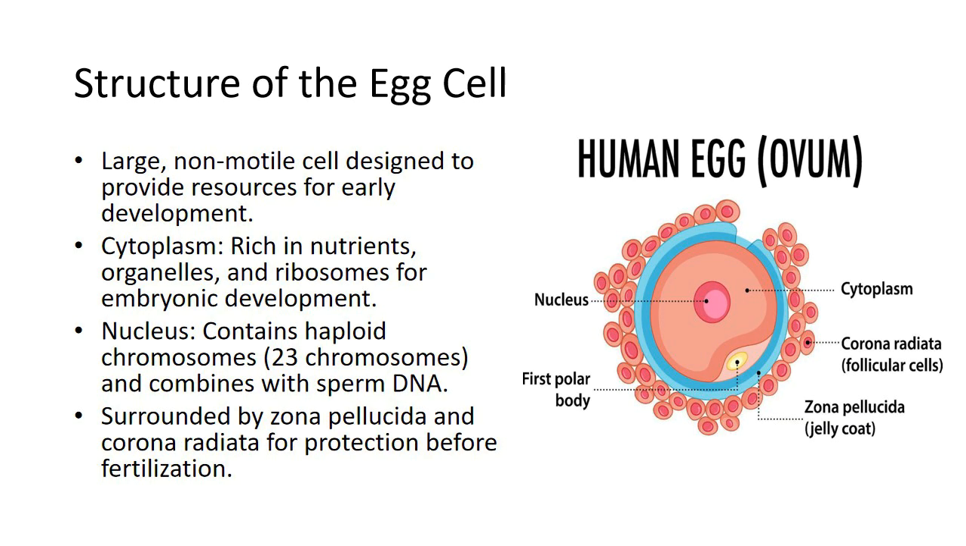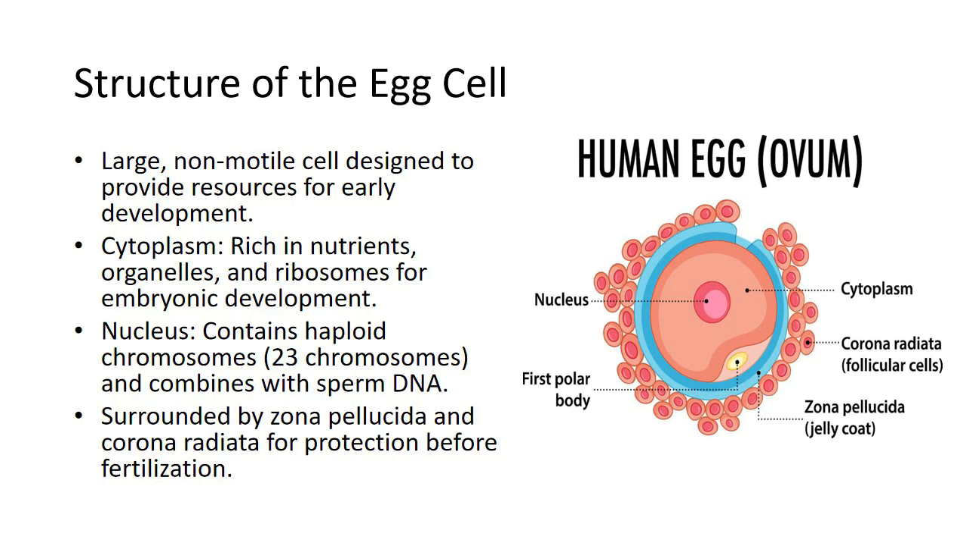Egg cell, female gamete. Size. The egg is one of the largest cells in the human body, typically about 100 to 150 micrometers in diameter. It is non-motile and much larger than the sperm cell. Structure. Cytoplasm. The egg cytoplasm is rich in nutrients, ribosomes, and organelles, which will support early embryonic development. The egg also contains mitochondria, which provide energy during early development.